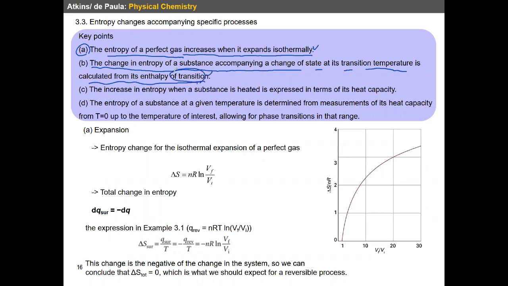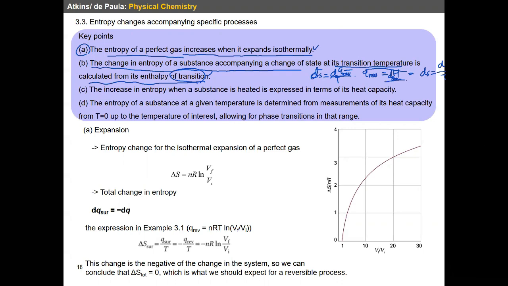So what this means, as you know, is that entropy is given by dq rev over T. But in this kind of transition, the q rev is the enthalpy change at the transition. So you can say delta S equals delta H over T. Such things we will also talk about.